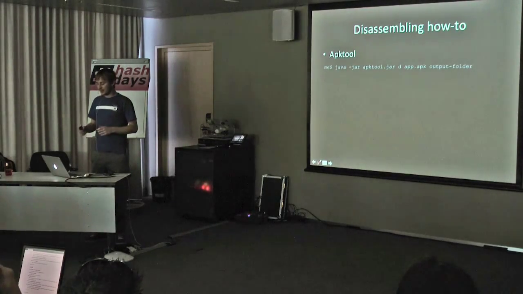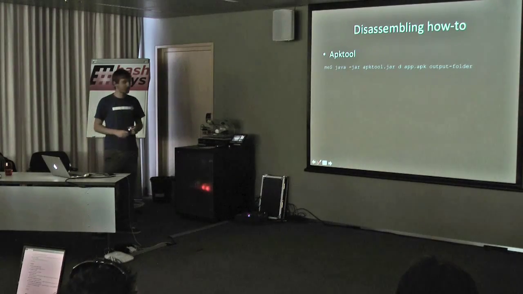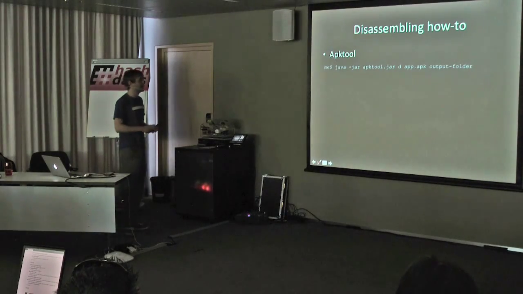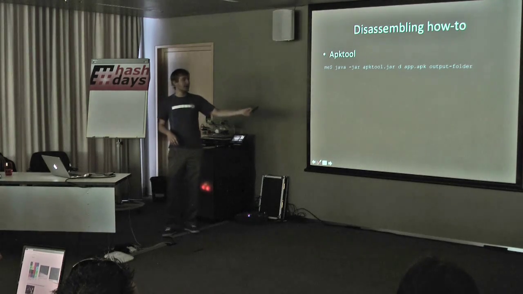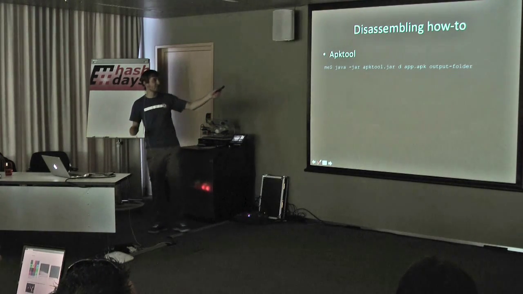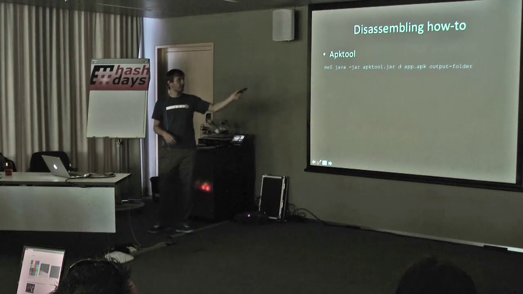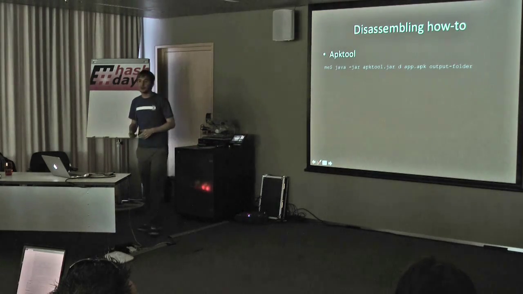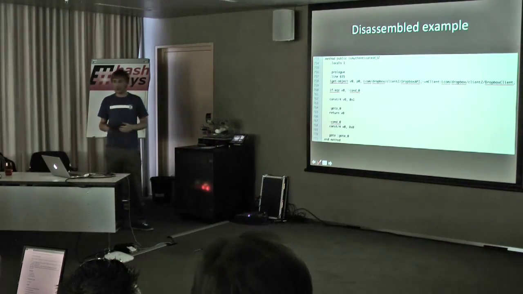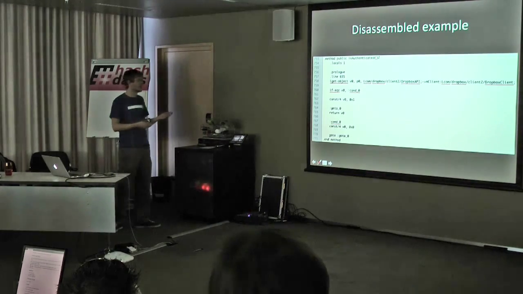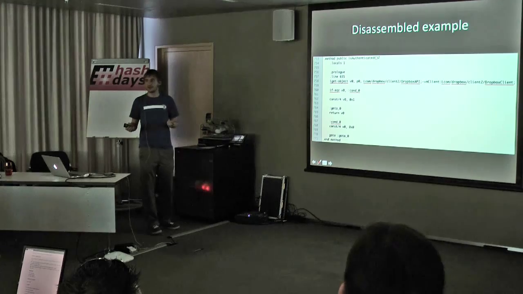So the disassembling how-to is actually just one command. You'd say java -jar apktool.jar d app.apk. D is for decompile or disassemble, sorry. app.apk is the APK file we want to disassemble, and we specify the output folder. So this is a small example. Smali code is actually pretty easy to read.